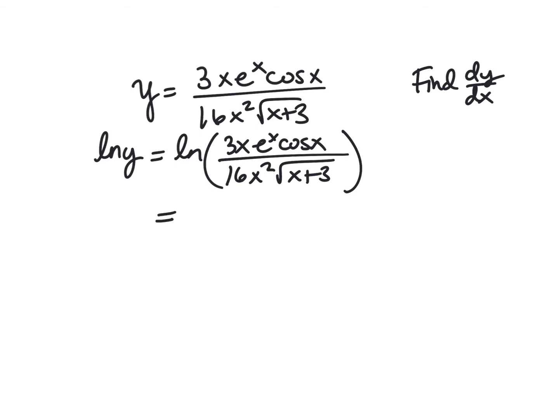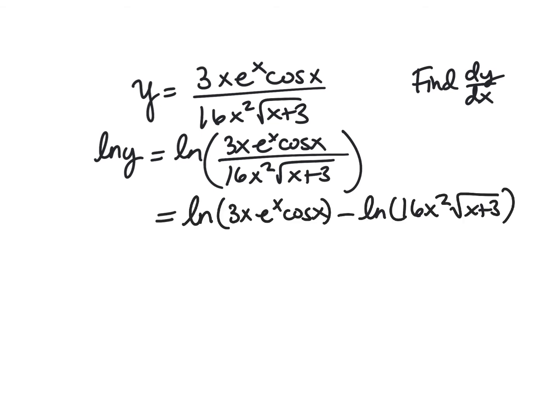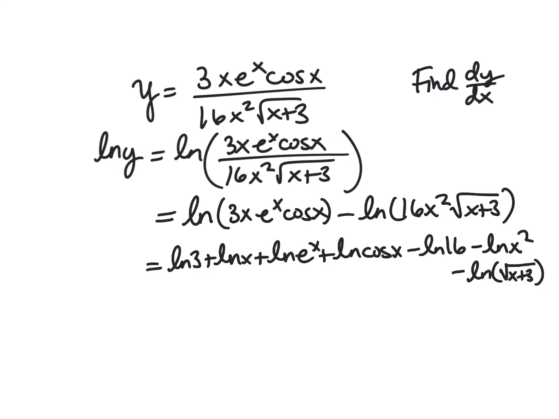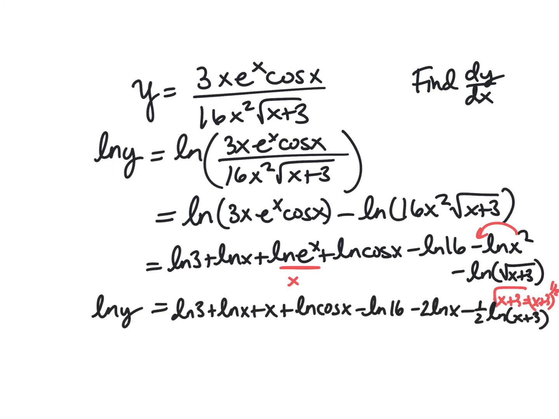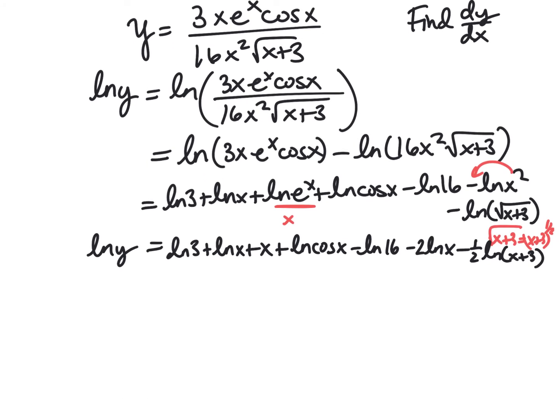And so suddenly we can rewrite this by splitting the division, and then I'm going to split the multiplication inside each one. And then finally I can simplify a few things. The natural log of e to the x, well, that's just x. And the natural log of x squared, I can bring this power down, and square root of x plus 3 is x plus 3 to the 1/2, so I can bring that power down as well. Okay, so now I've got this long string of stuff.